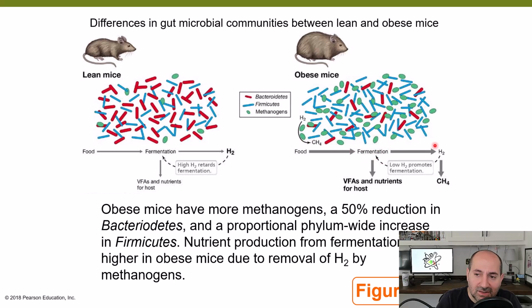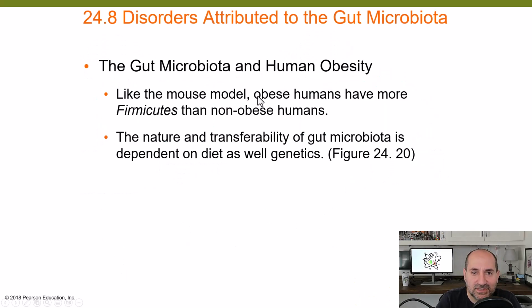So there's a limited feedback regulation of fermentation. Thereby, you're producing more volatile fatty acids. You are producing more nutrients for the host. So this mouse is gaining much more nutrients and volatile fatty acids from its diet than its lean counterpart, even when they eat the same diet. Isn't that interesting? And it goes on. Let me show you.